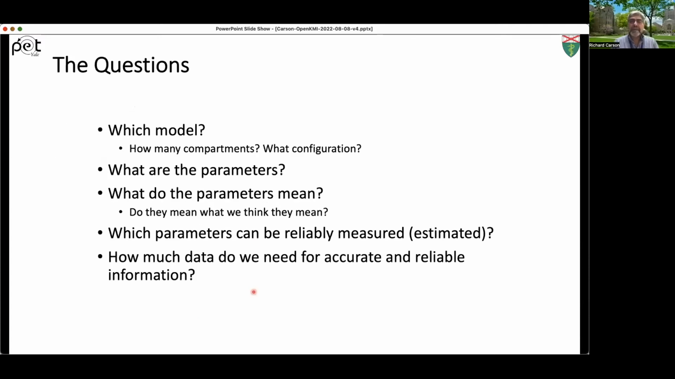So when we embark on this process of developing a model, we can certainly say which model, how many compartments, what configuration, what are the parameters. The harder part, what do they mean? Do they mean what we think they mean? We are very good at writing down these box drawings. To prove they really mean that is hard. Then to back off and say, what can we measure reliably based on the quality of the data, based on the duration of the study? And therefore, how do we optimize the data that we need to be able to do that?